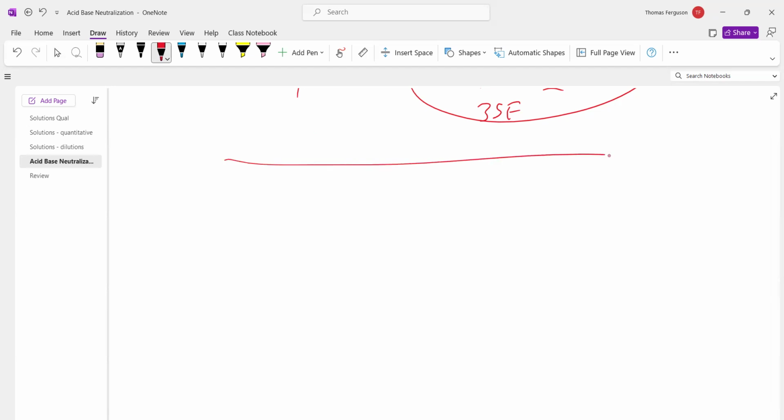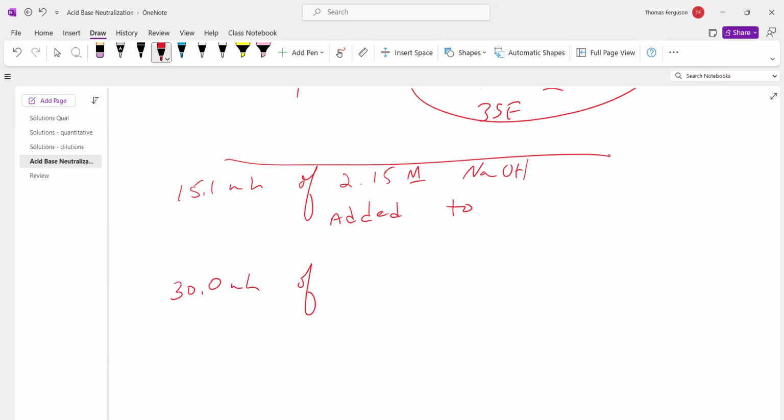Okay, so let's see here. We've got 15.1 milliliters of 2.15 molar sodium hydroxide added to 30 milliliters of acid. So we're taking the 15 mils and 30 mils and dumping them together.